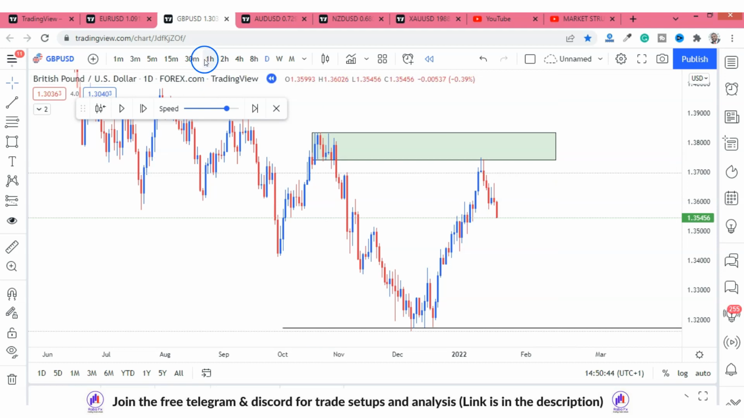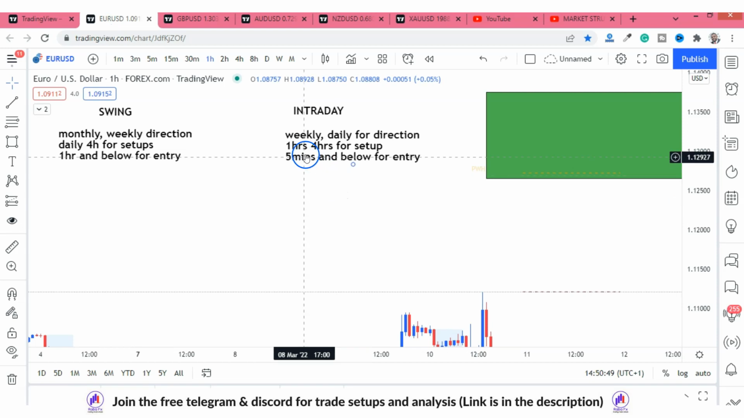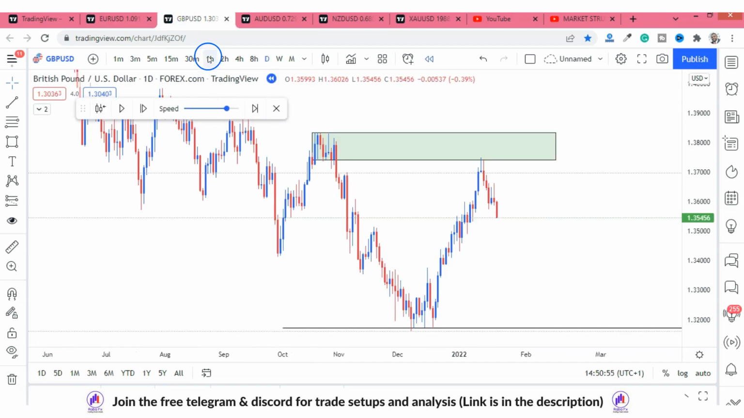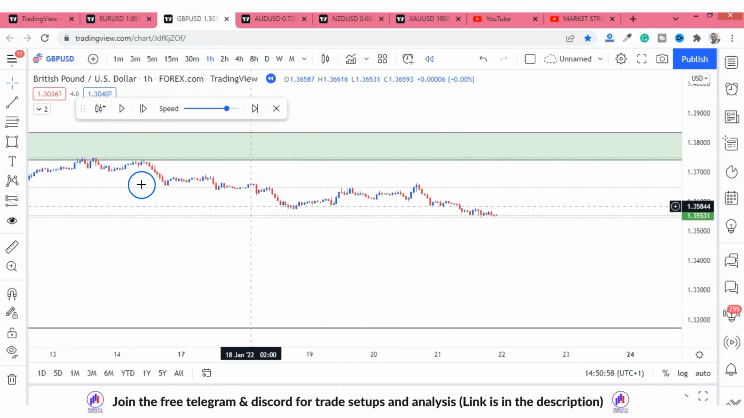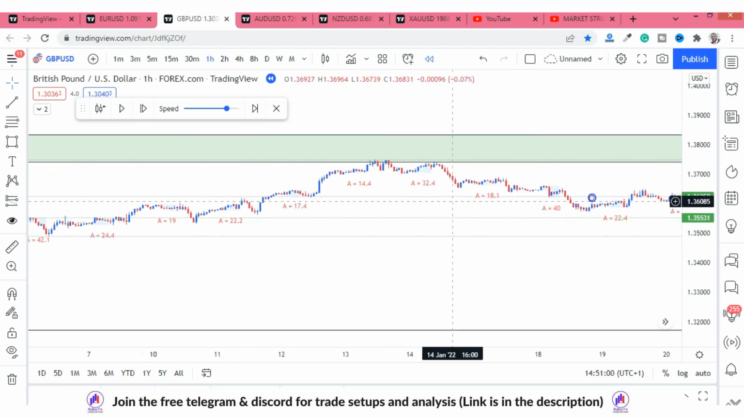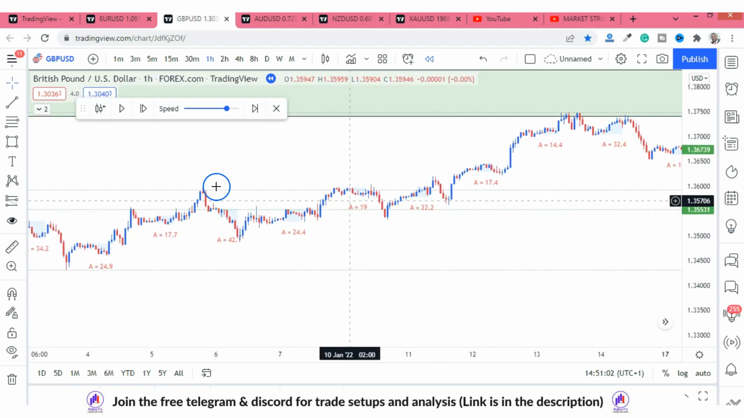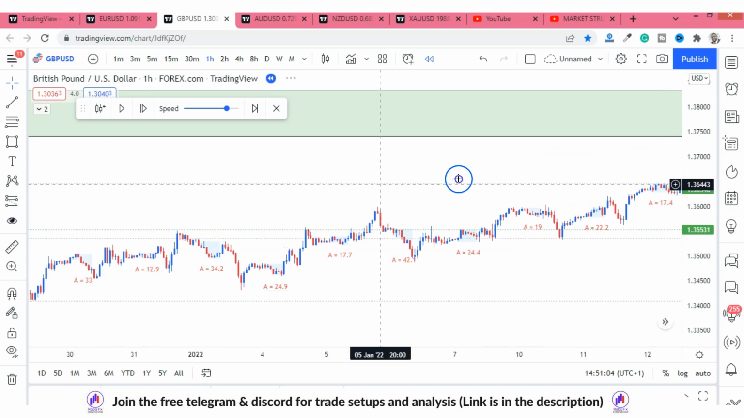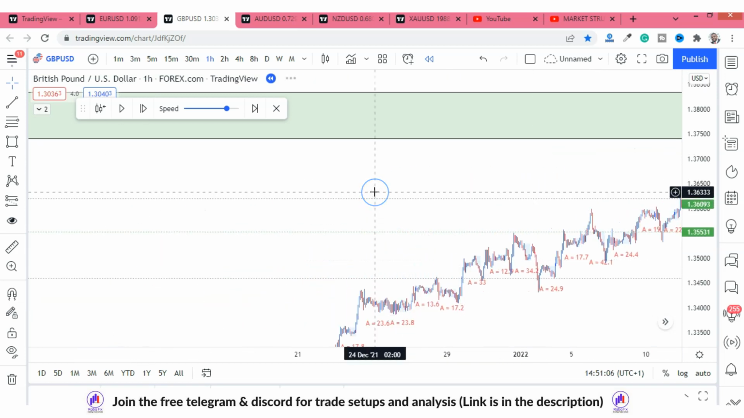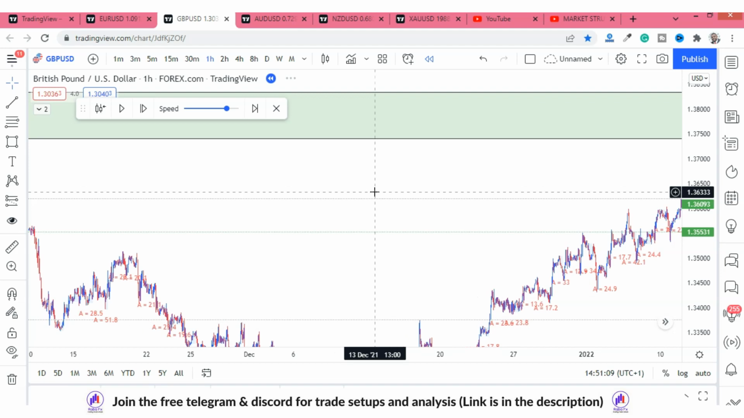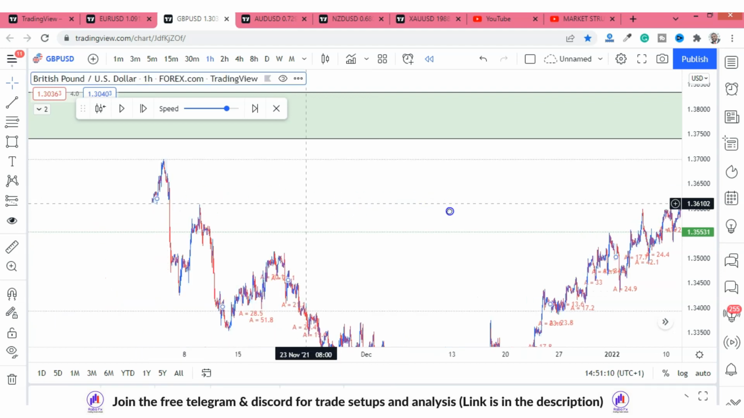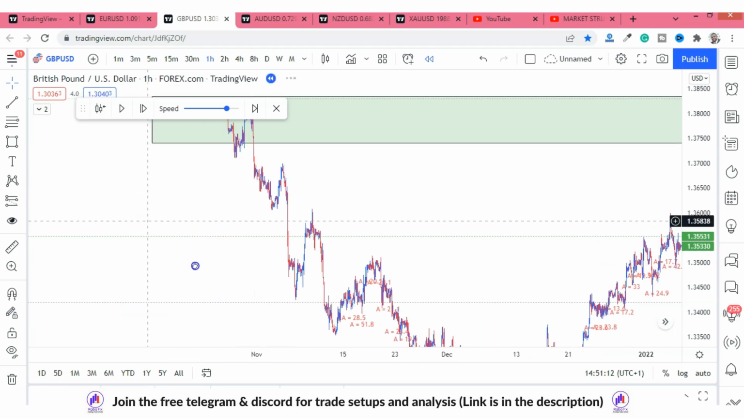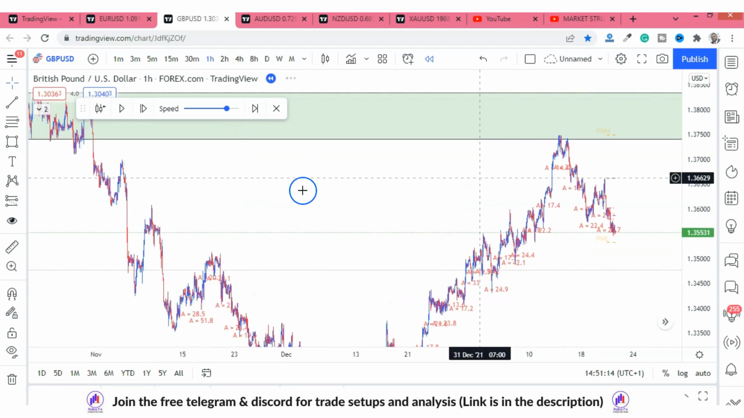Your setup will be on the 1 hour and 4 hours. Okay, so let's look at the 1 hour. We checked the 4 hours the other time. Let's look at the 4 hours. As price approaches, the problem now is if TradingView will allow us to go back.